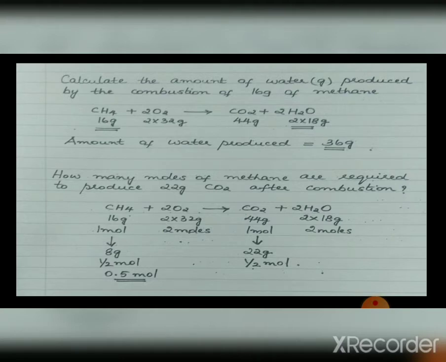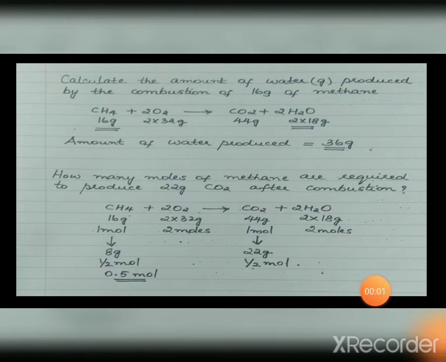Now what is the mass of methane according to the balanced chemical equation? It is 16 gram. So if we start with 16 gram of methane, what mass of water will be produced according to the balanced chemical equation? It is 2 into 18, or directly we can get it as 36 gram. So 16 gram of methane can produce 36 gram of water.